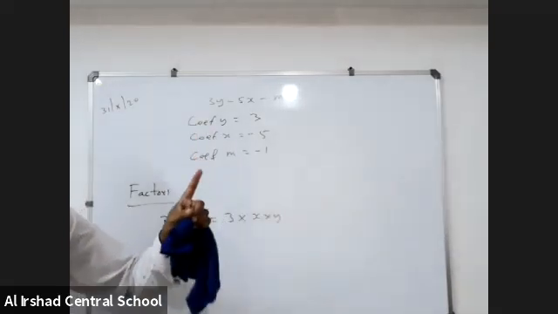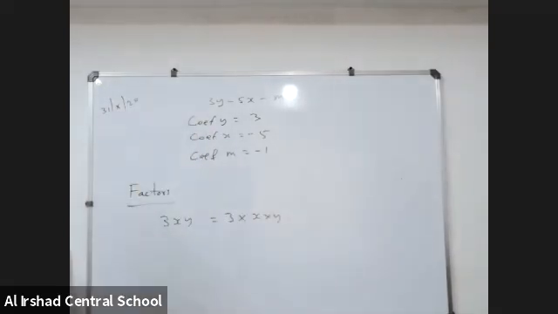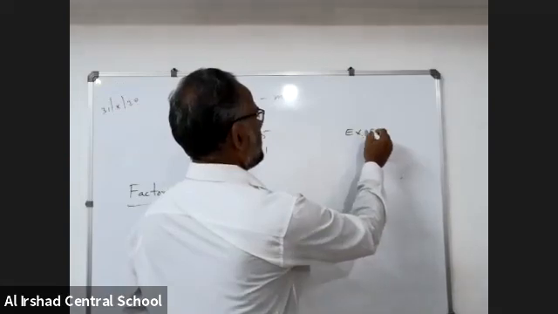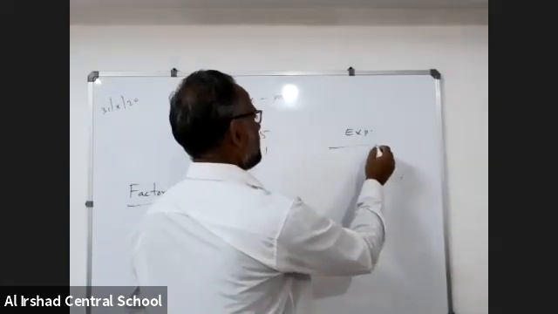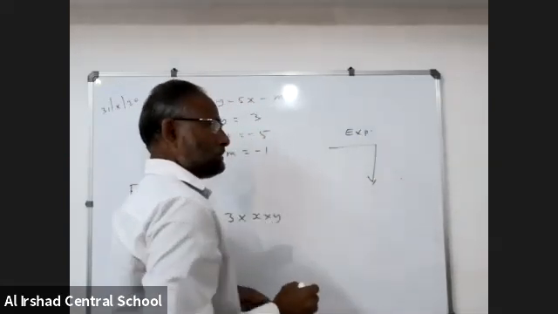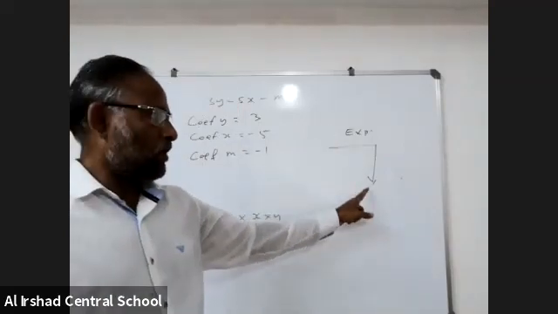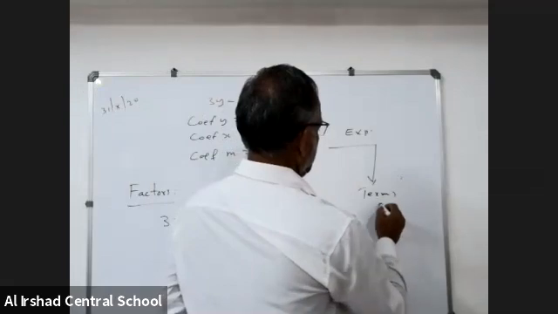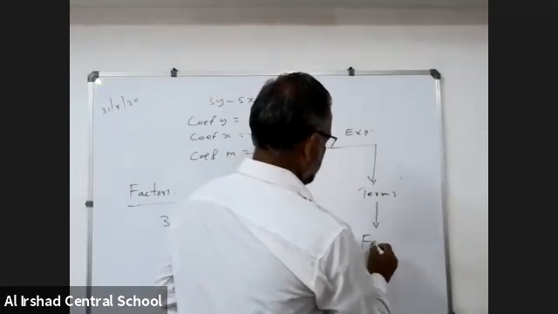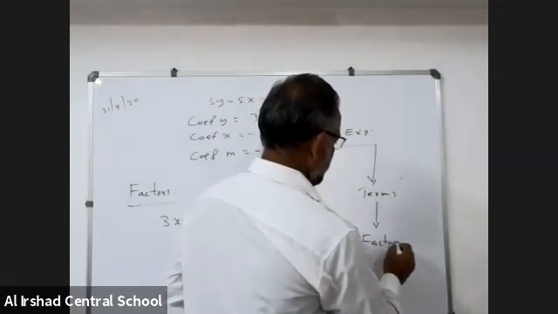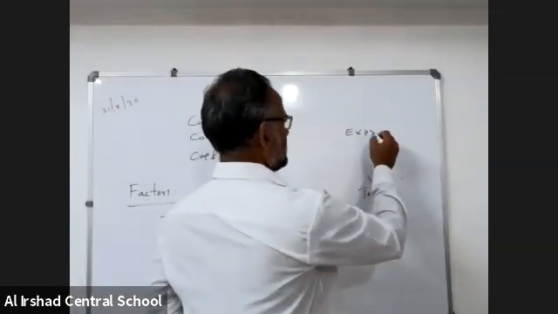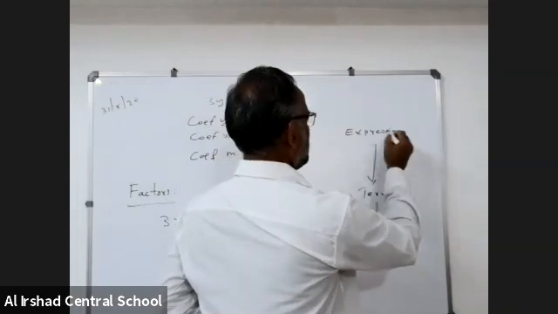Class 7, I know the tree diagram is there. In class 7, I remember in that tree diagram, we studied expressions. Like this expression, what is that? The terms. Expressions are formed by terms. Then terms are formed by factors. Are you remembering or not?